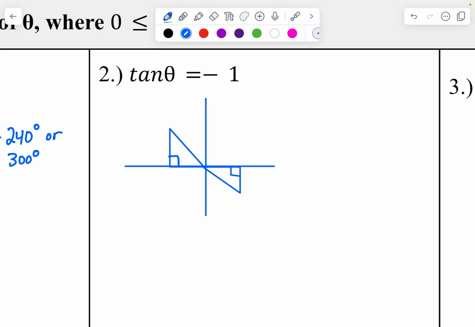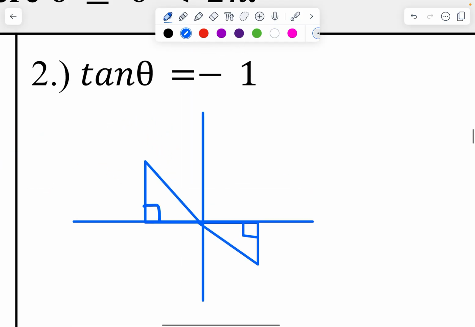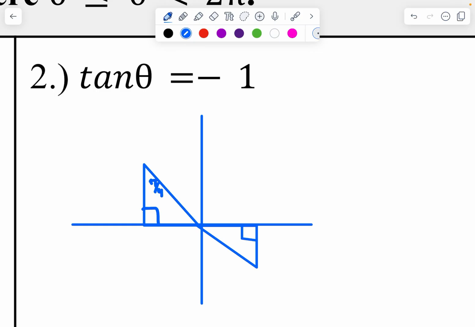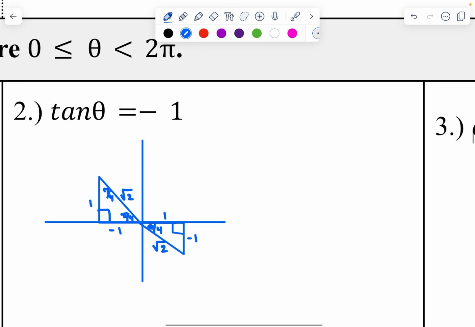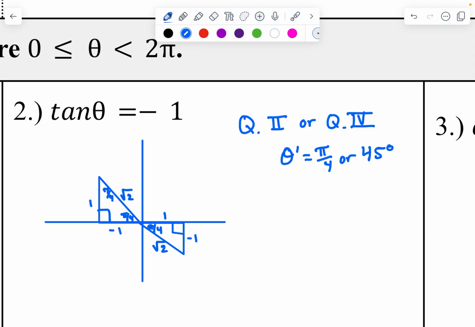And if the tangent is negative 1, that tells me we have a 45, 45, 90 triangle. So this is going to be pi over 4, and this is going to be pi over 4. We know side lengths there are 1, 1, square root of 2. So we are either in quadrant 2 or quadrant 4 for the tangent to be negative. Our reference angle, theta prime, is pi over 4 or 45 degrees.